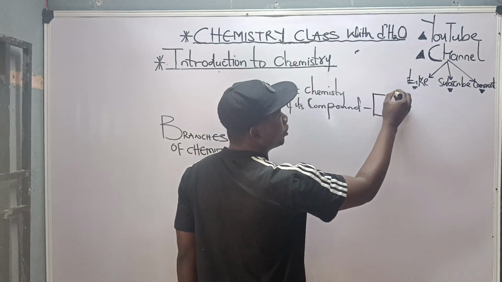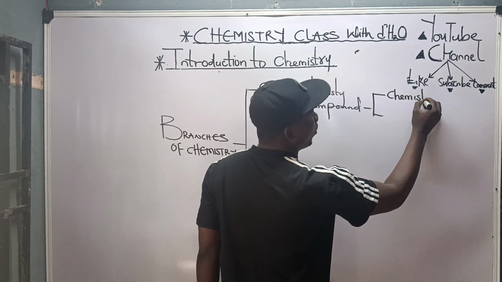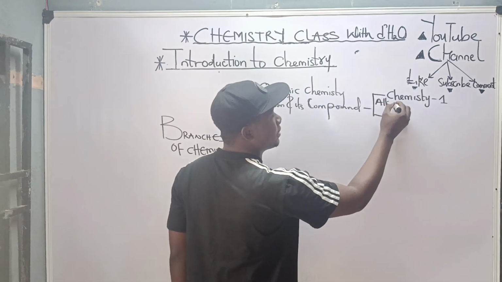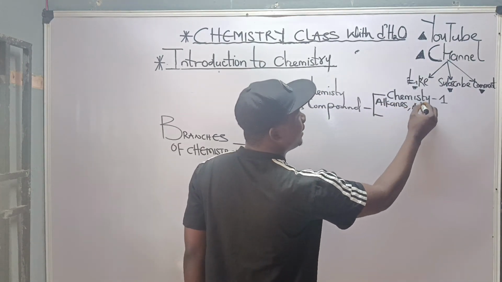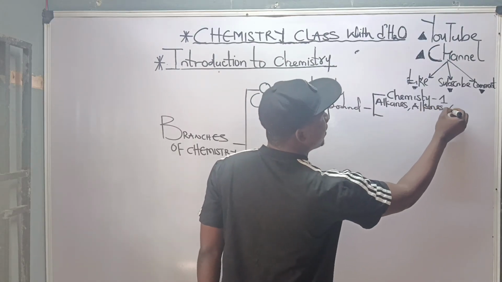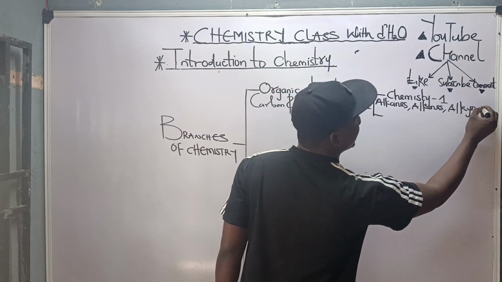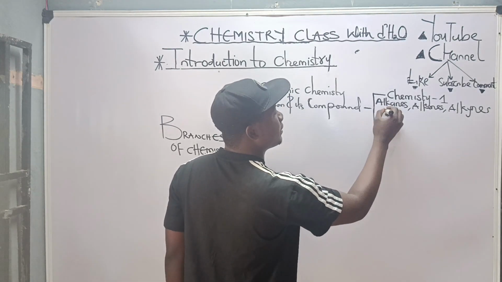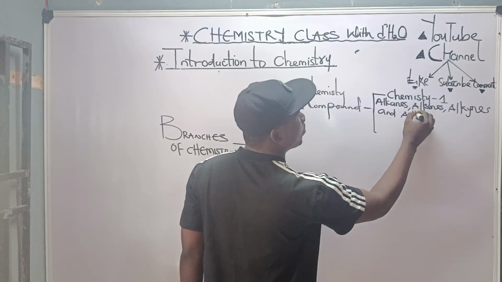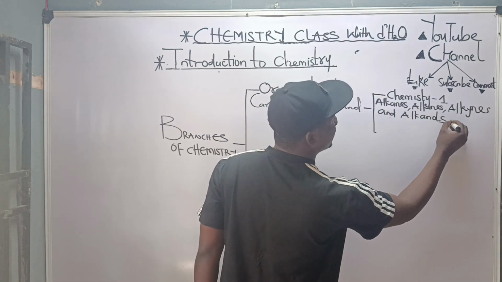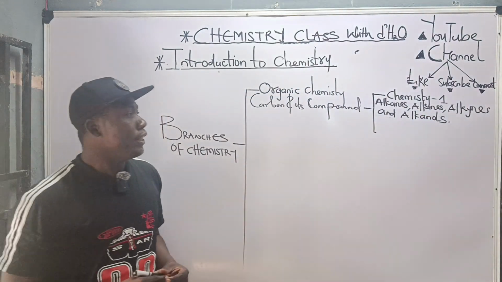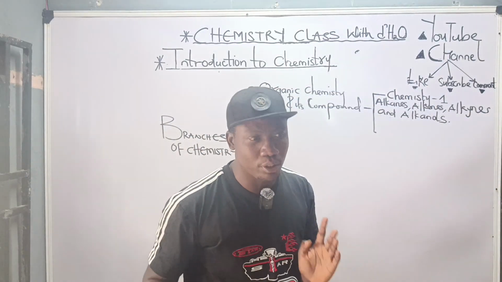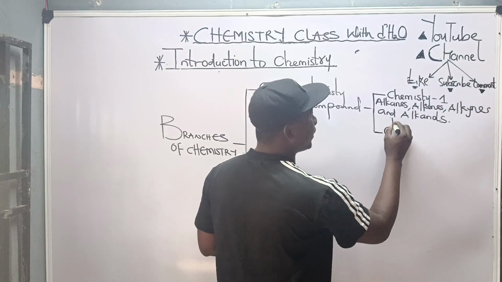We have organic chemistry 1, which is based on alkanes, alkenes, alkynes, and alkanols. Yes, take note of that. Organic chemistry 1 is where you have alkanes, alkenes, alkynes, and alkanols. That's organic chemistry 1.